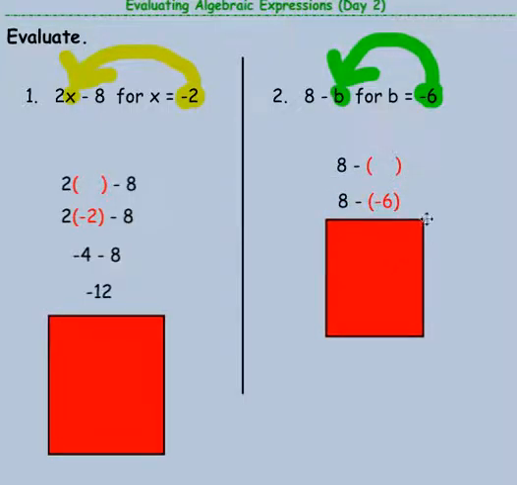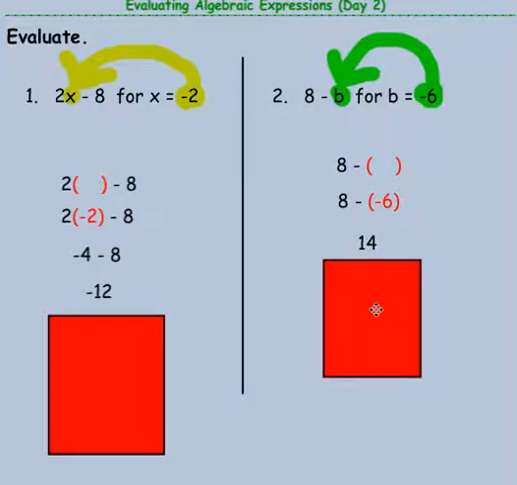Here it was really important because a lot of us may forget that it was going to be a minus and then a negative next to each other, which changes our answer, because we know that 8 minus negative 6 turns to a plus, and then you get an answer of 14.